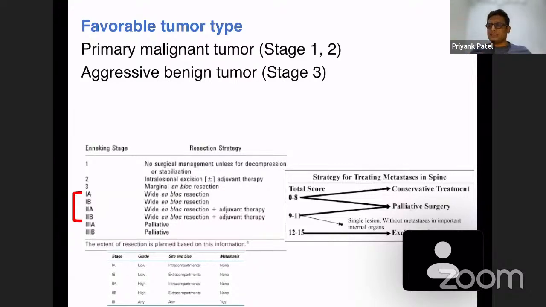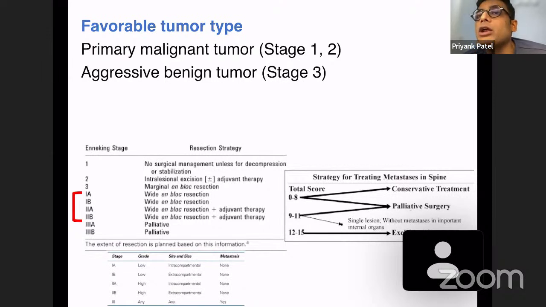So as soon as you have all this information in front of you, if you have a primary malignant tumor, basically a tumor which is in stage 1 and 2, typically a tumor which has not metastasized, or you have a benign tumor like a hemangioma or a giant cell tumor which has turned aggressive, these are those juicy tumors which you would want to operate on. At the end of the day, we are surgeons, so we love operating, and these are the tumors where you can operate. And when you're talking about curative surgery for a tumor, it is always wide excision.